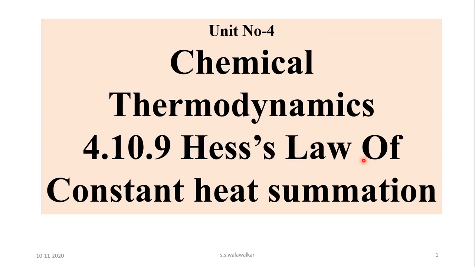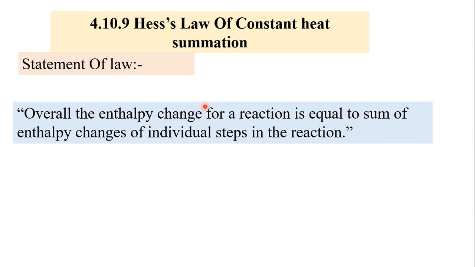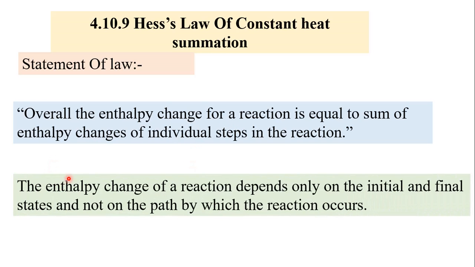So let us see what is the statement of Hess law of constant heat summation. According to this law, overall enthalpy change for the reaction is equal to sum of enthalpy changes of individual steps in the reaction. That means if the reaction is carried out in one step or in many steps, the enthalpy change for that reaction is same. That means the enthalpy change of a reaction depends only on initial state and final state and not on the path by which the reaction occurs.